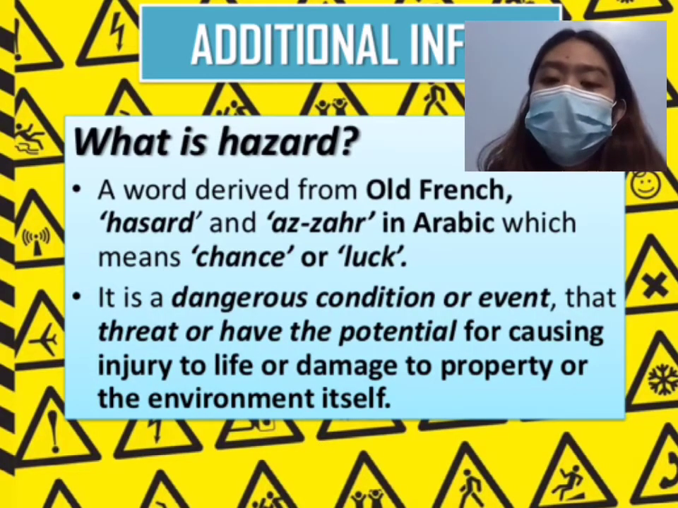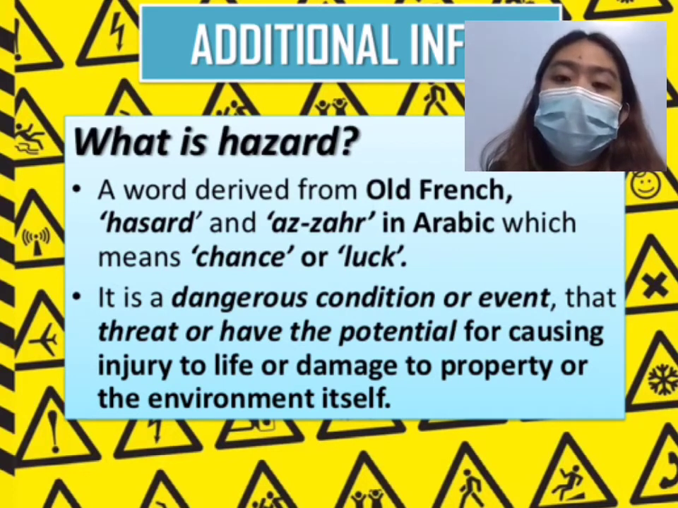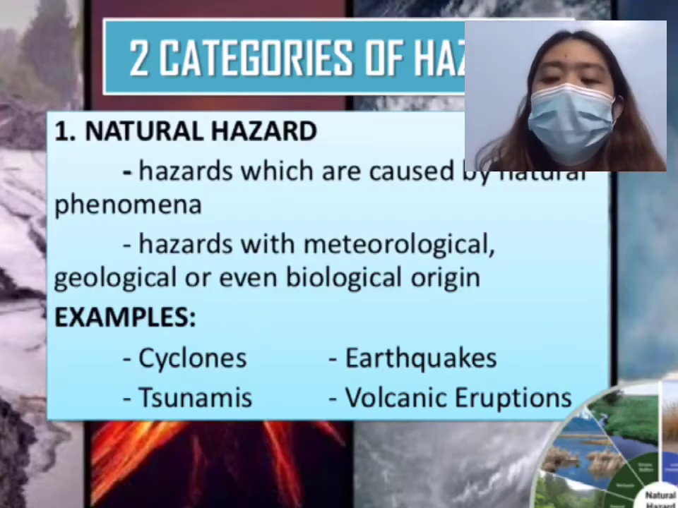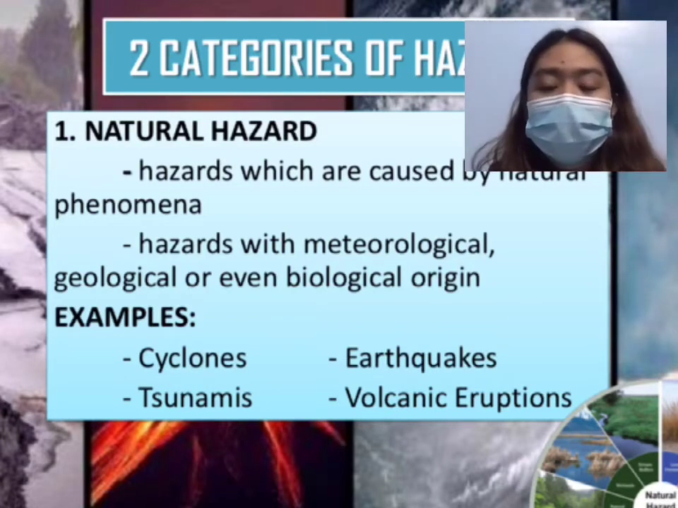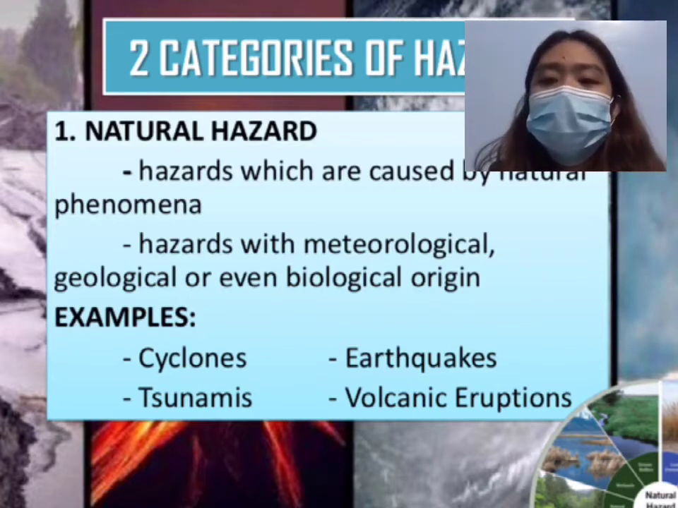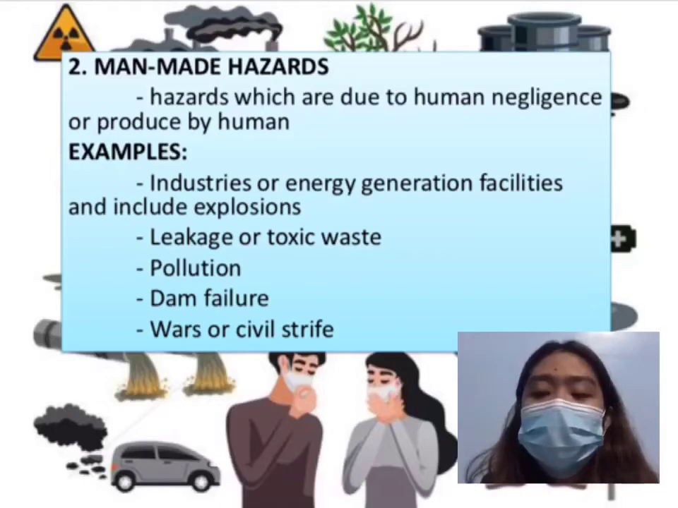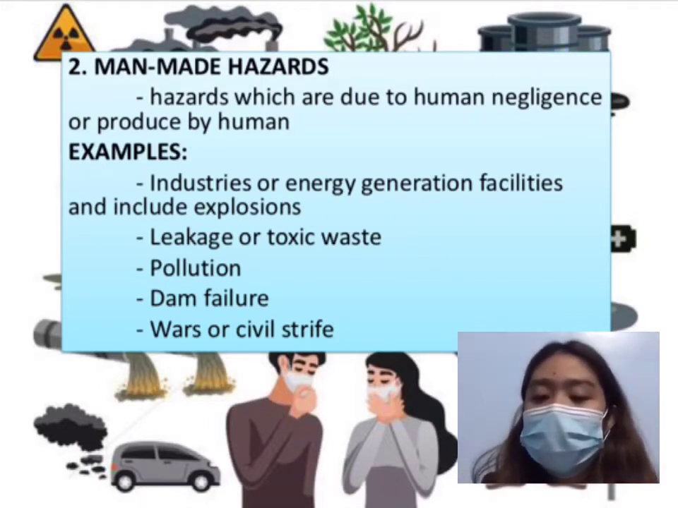For additional information, hazard is a dangerous condition or event that has a potential threat for causing injury to life or damage to property or the environment itself. It has two categories: natural, which are caused by natural phenomena like cyclones, tsunamis, earthquakes, and volcanic eruptions, and there are also man-made, which are produced by humans. For example, leakage of toxic wastes, pollution, or dam failure.